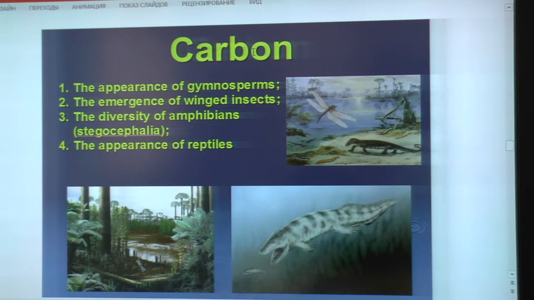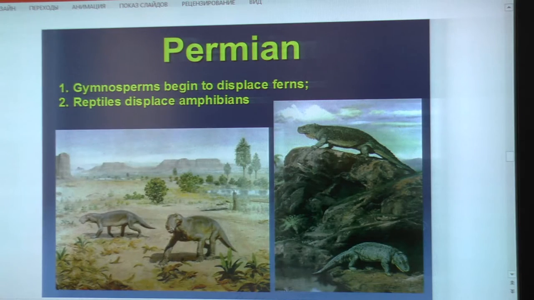The next one is the Carboniferous period. Which processes occurred? First, the appearance of gymnosperms, the emergence of giant winged insects, the diversity of amphibians, like stegocephalians, and the appearance of reptiles. The last period of the Paleozoic is the Permian, when gymnosperms began to displace ferns, and reptiles displaced amphibians.